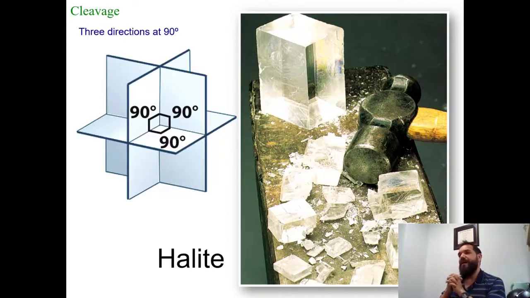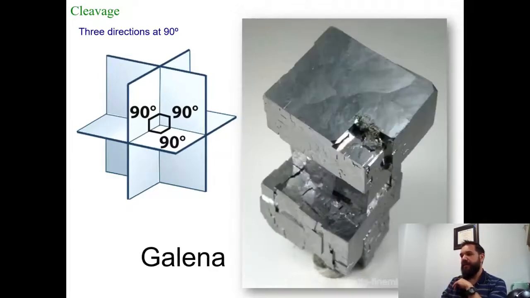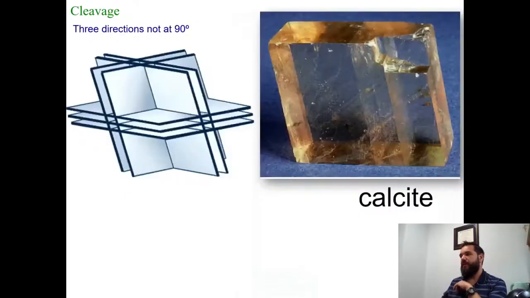But that's what 3 cleavage planes look like. See how it splits into cubes for halite. And galena also has 3 cleavage planes. See, cleavage plane number 1, number 2, number 3, right? This is cleavage plane number 1 there, this is number 3, this is number 2, etc. Okay, there's calcite. That's 3 cleavage planes, but not at 90-degree angles, so it looks tilted.